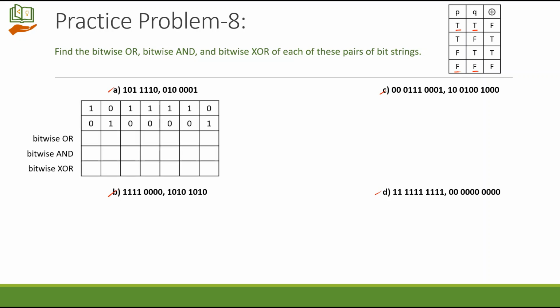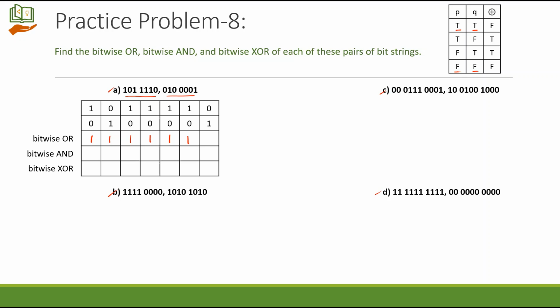So now let's start with the first one. 101 111 is the first string. 010 0001 will be the second string. So what is the bitwise OR? Whenever you have zeros together, it should be 0. The rest of the places it is 1. 1 or 0 will give 1. 0 or 1 will give 1. 1 or 0 will give 1. 1 or 0 will give 1. 1 or 0 will give 1. 1 or 0 will give 1.